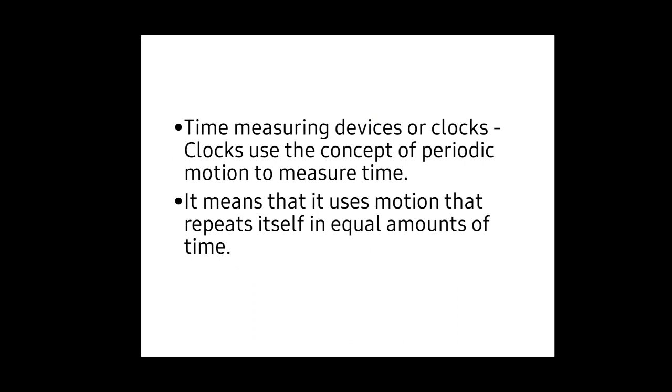Time measuring devices or clocks use the concept of periodic motion to measure time. It means that it uses motion that repeats itself in equal amounts of time. This is known as periodic motion. You may see this motion in the swing. The time taken to go from one extreme to another extreme is the same each time. This is known as periodic motion.